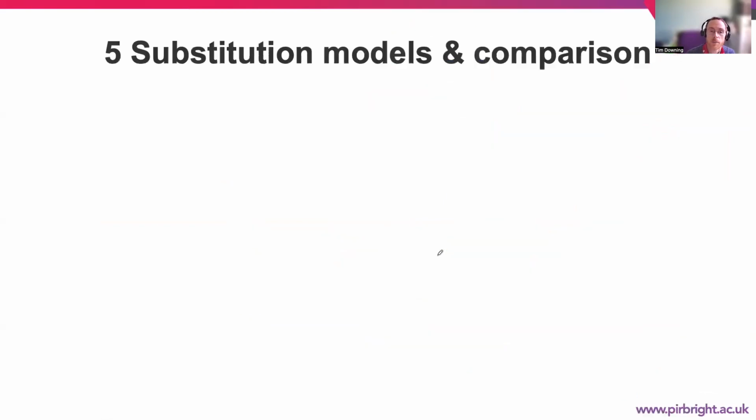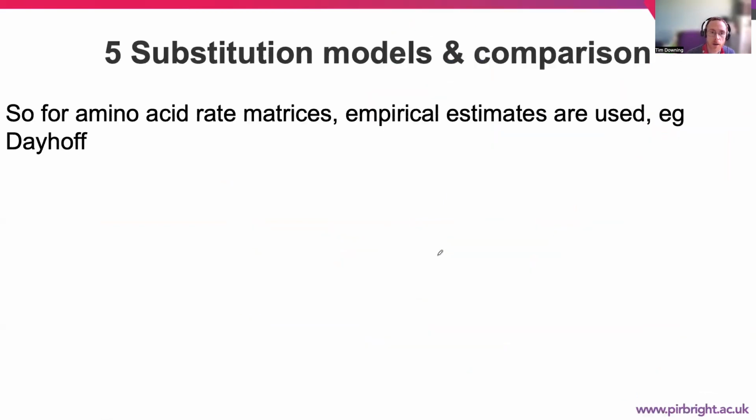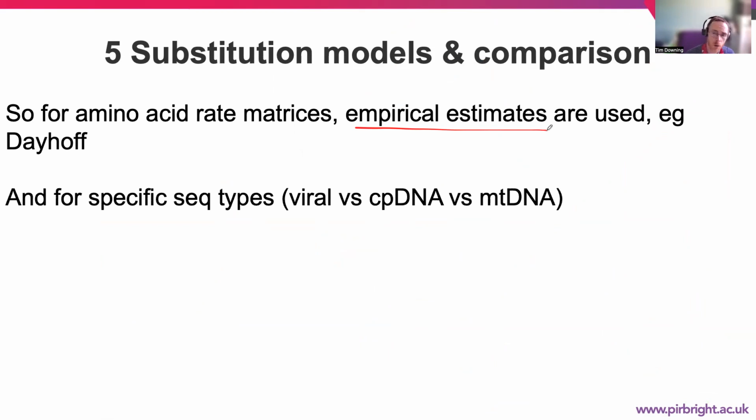For amino acids, there's a whole field on this that we don't go into here, but empirical estimates are used, and that depends on the organism that you have of interest. It depends on the sequence type as well. Viral, chloroplast, mitochondrial, and so on are all very different.